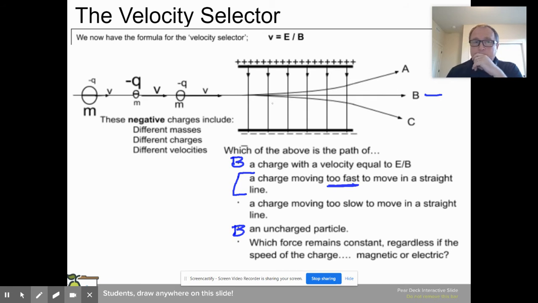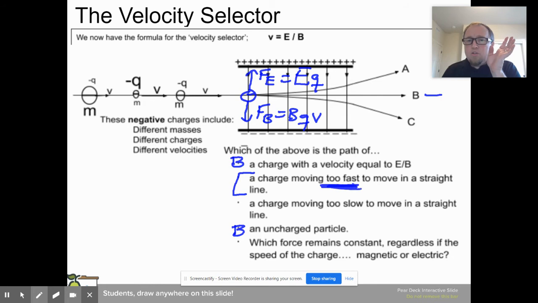Okay. So let's talk about this. The E, so I have a negative charge. It'll be drawn upwards electrically, and it'll be pushed downwards magnetically. We're just going to write out our equations for these two, EQ and BQV. Which of these two, if I'm going too fast, will get bigger? This bottom equation will. It has velocity involved.